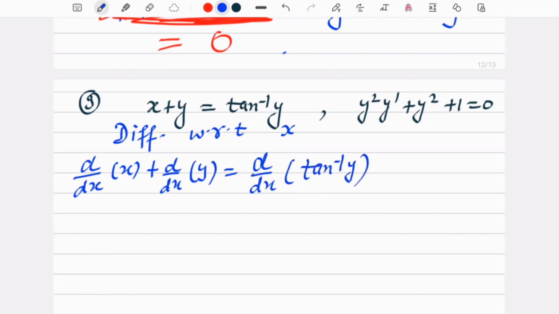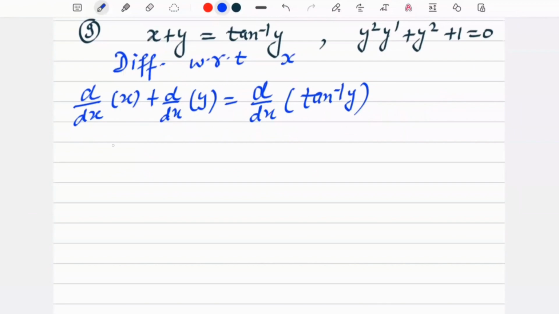Now tell me the derivative of x. Sir, it will be 1. What is the derivative of y? It will be dy by dx only, we leave it as dy by dx, or I can write it as y dash. What is the derivative of tan inverse y? 1 upon 1 plus, it is not x, y square.